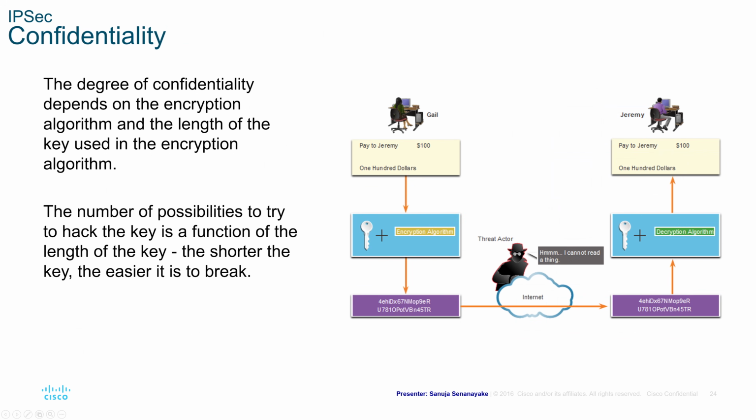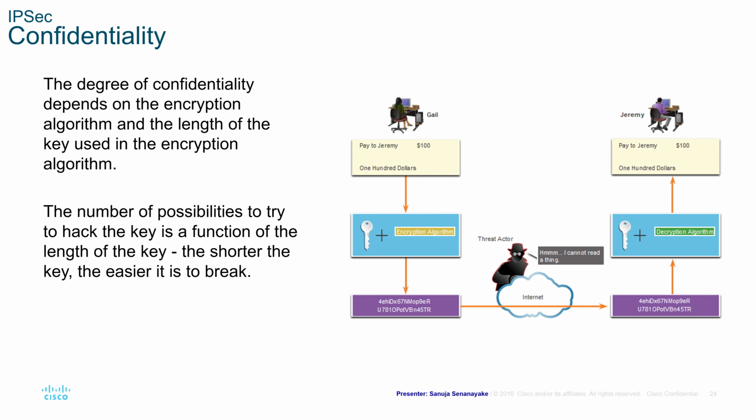So let's look at confidentiality. The degree of confidentiality depends on the encryption algorithm and the length of the key used in the encryption algorithm. In my previous module, I mentioned how a longer key length is harder to crack, but it takes more CPU usage, RAM usage, and sometimes even more time to encrypt and decrypt. So keep that in the back of your mind.